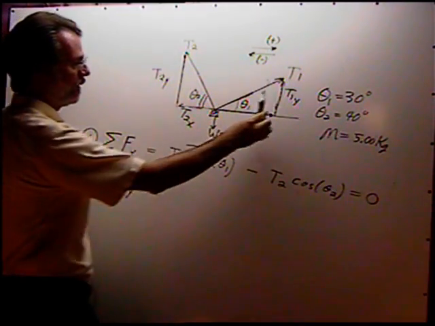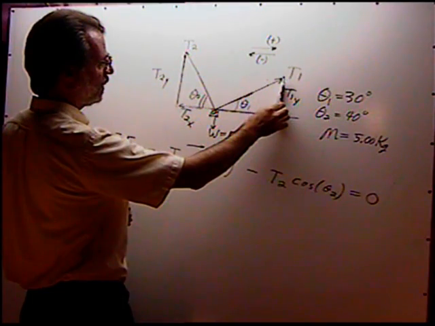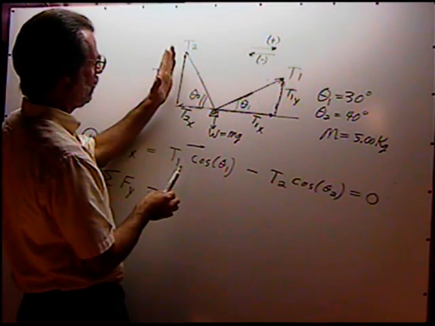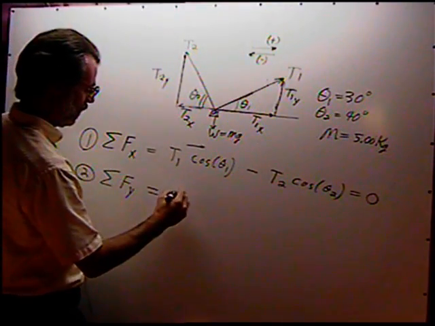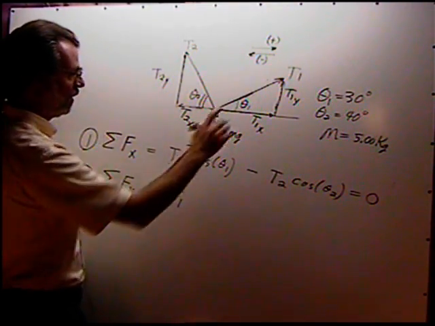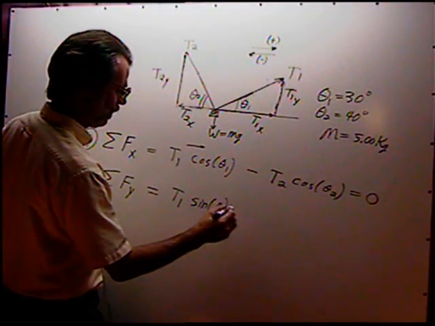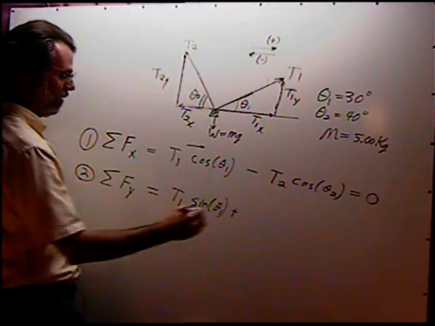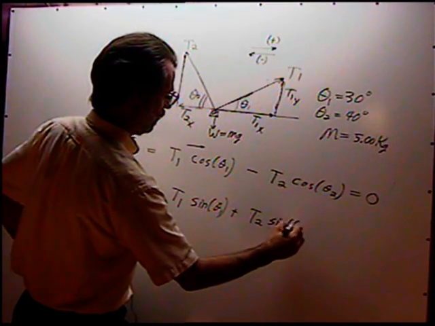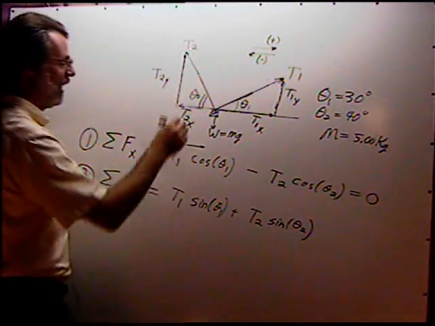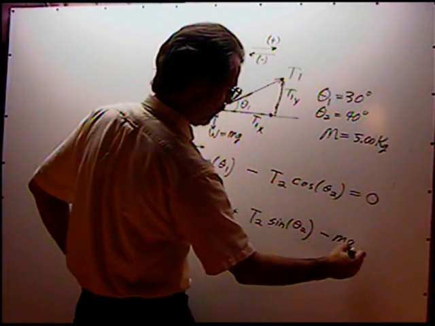Acting up, we actually have two forces. We have T1 in the y direction over here, and T2 in the y direction over here. So the sum of these would be T1 in the y direction, which is sine of theta 1, plus, also acting up, T2 sine of theta 2, and acting down is the weight of the object, and that equals 0.